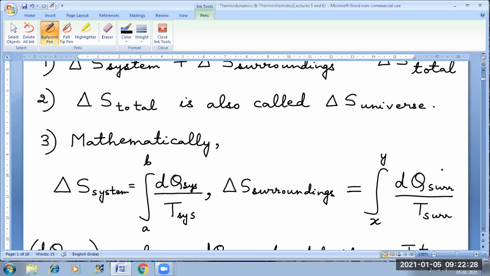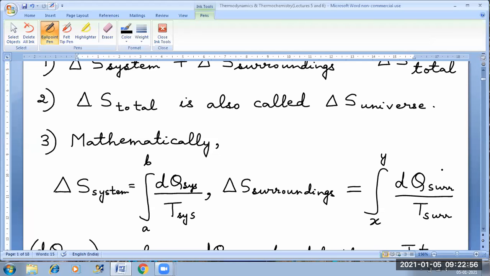It cannot be taken outside the integral if the temperature is not constant. Because in mathematics, if a value is constant, then I can take that value outside the integral sign. But if a value is not constant, we cannot take that value outside the integral sign. We have to integrate the entire expression. So whatever is not constant has to be integrated properly, and whatever is constant can be taken outside the integral sign.